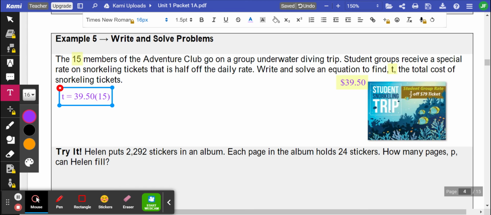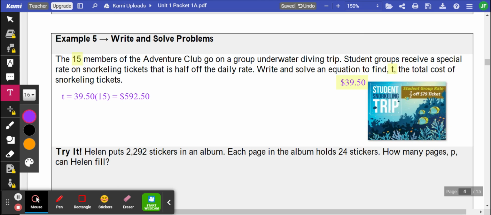So a lot of you are going to do that instead of actually writing an equation in the same format that we've been using. So you're going to do $39.50 times 15, which tells us our total cost for the whole group is going to be $592.50.